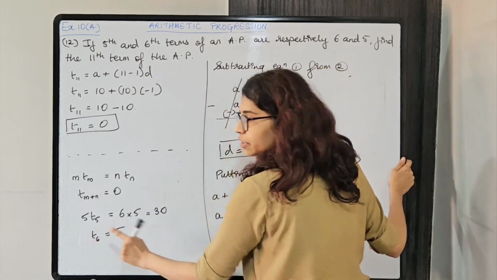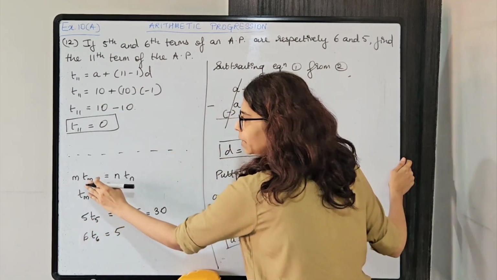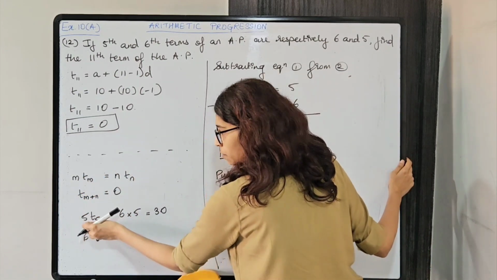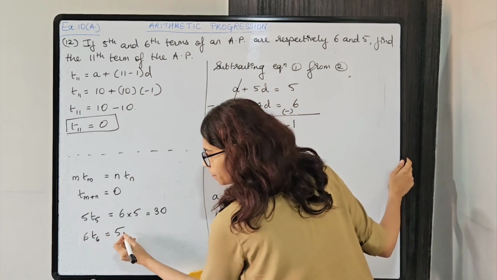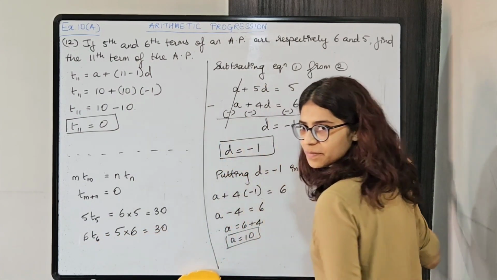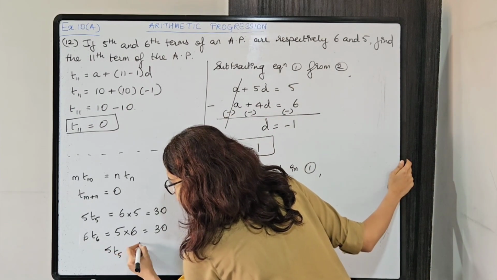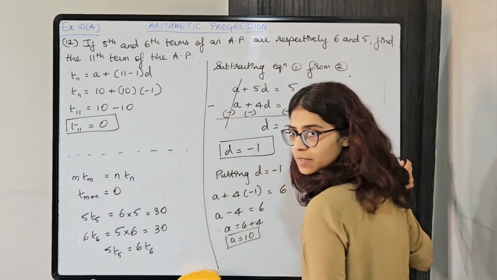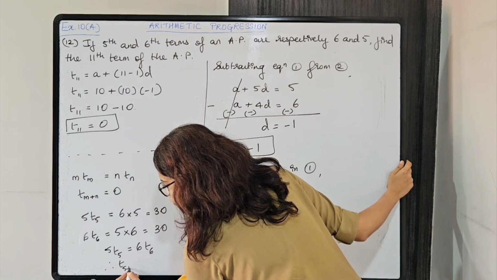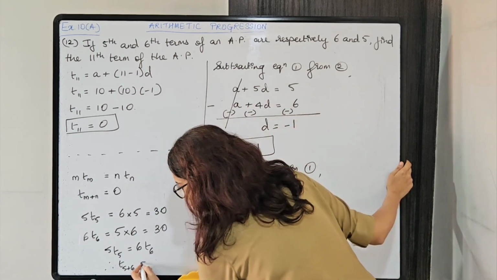Same way 6th term है तो I am multiplying by 6, है ना? यहाँ पे क्या बोला है? m times mth term. So यहाँ पे m times mth term and n times nth term. What am I getting? Multiplying by 6. So I am getting 5 times 5th term is equal to 6 times 6th term. So therefore t5 plus 6, that is t11 will be equal to 0.